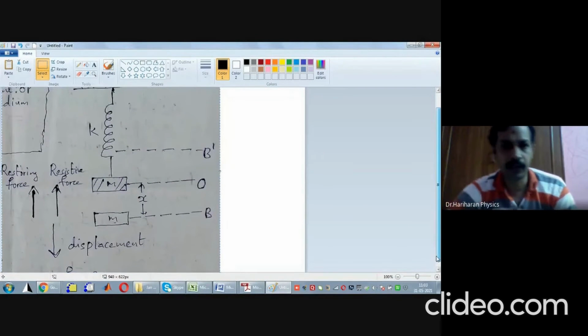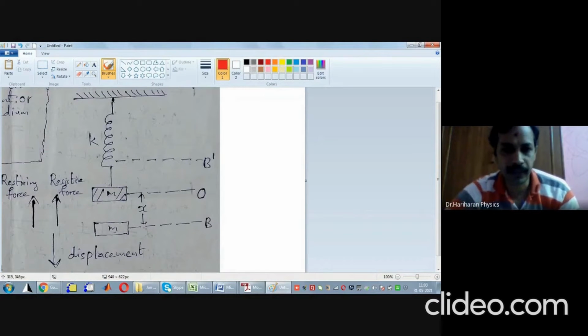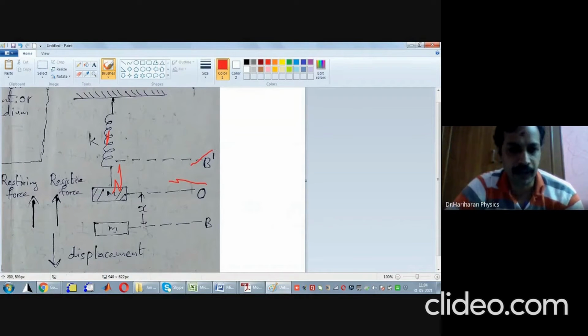Okay, I think now the idea is clear. So look here, same thing. The body, I will take red color. The body of mass m is attached to a spring of spring constant k. Then O is the position of equilibrium. B is one of the instantaneous positions. The body is pulled in the downward direction.